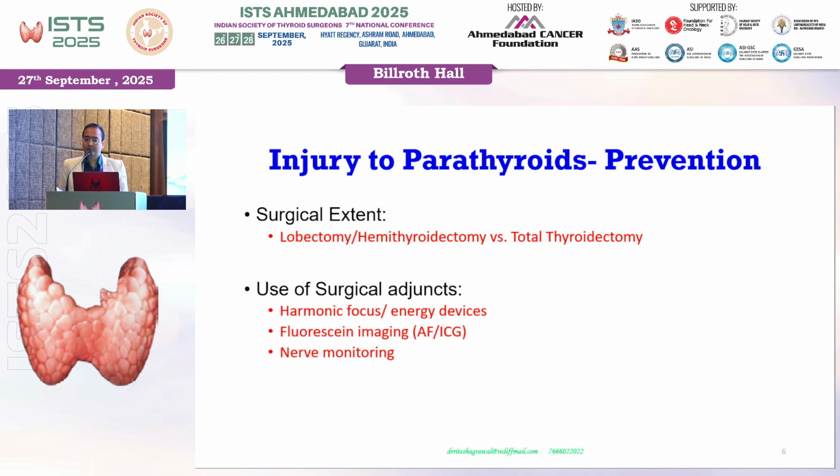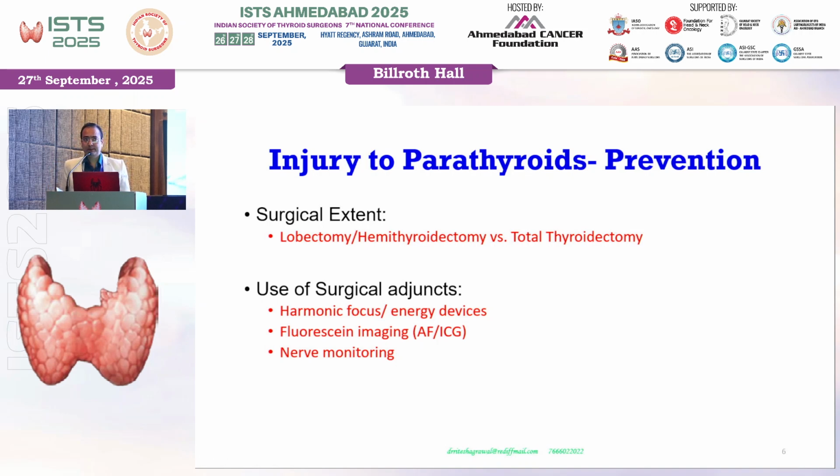How can we prevent them? Surgical extent: if it is a clear-cut benign thing or a low risk case where lobectomy or hemithyroidectomy is sufficient, do it. There is no requirement for total thyroidectomy, then you are saving the parathyroids on the other side definitely, and there is very little chance of hypoparathyroidism.